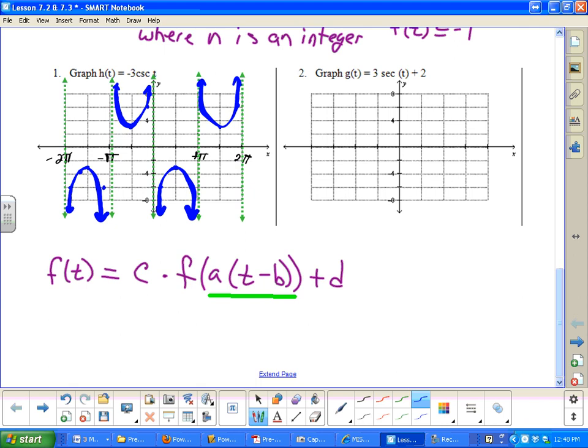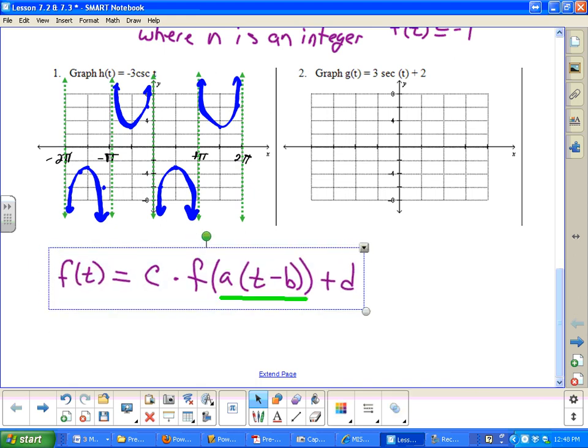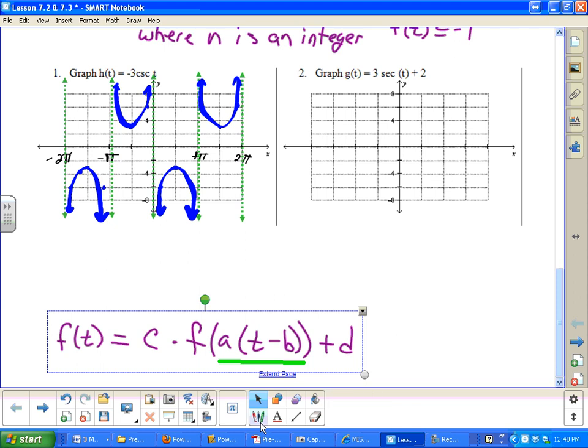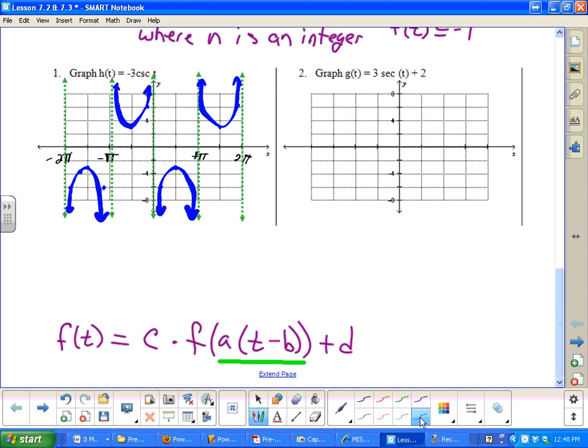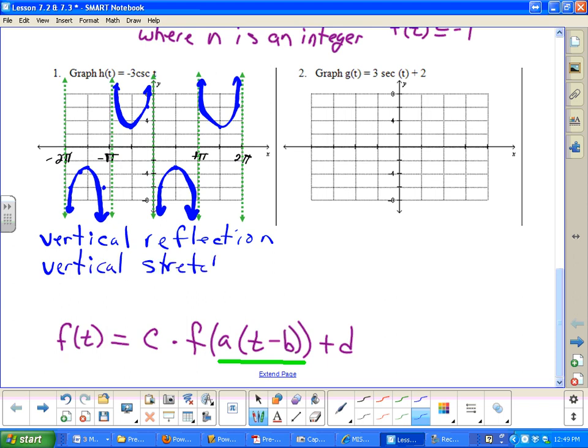All right, so this graph, if I describe the transformation, this has a vertical reflection and a vertical stretch by a factor of 3.